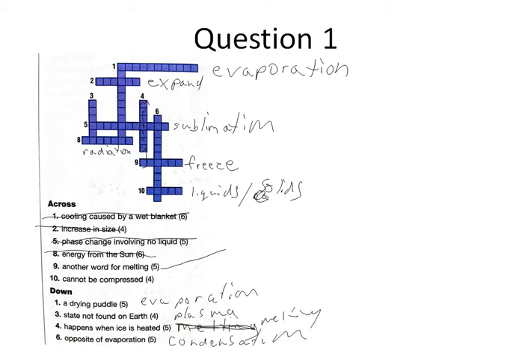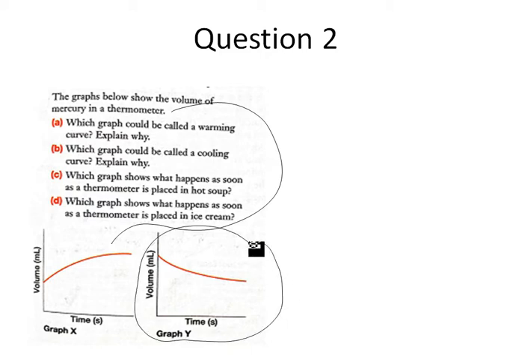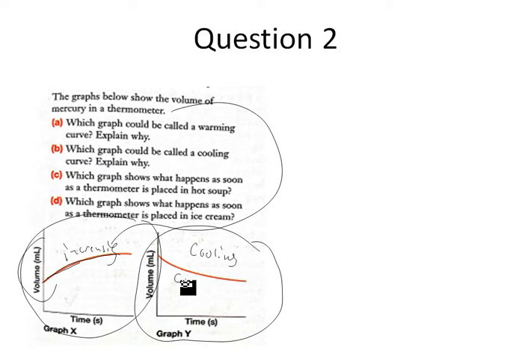Next. The graph below shows the volume of mercury in a thermometer. So down here, which graph could be called a warming curve and why? This graph, graph Y, is not, but graph X is a warming curve because when you warm things up, the volume starts to increase, so it's increasing here. Which graph would be cooling? This one is a cooling graph because as you cool things over time, the volume gets smaller, so it's contracting.